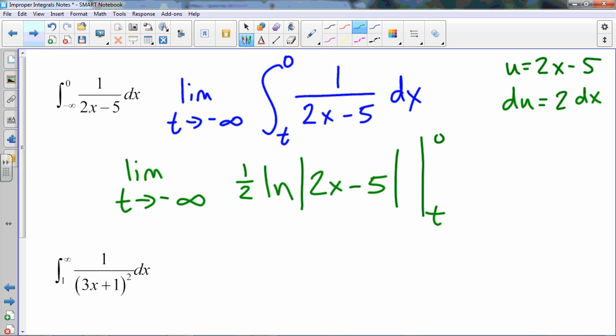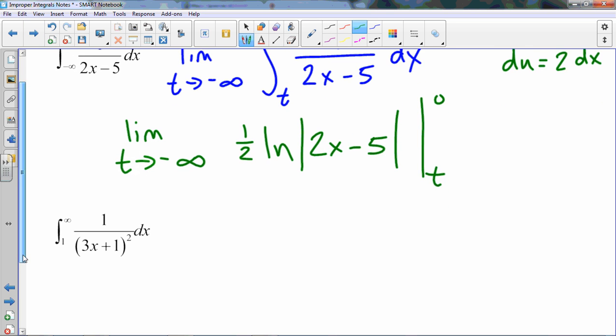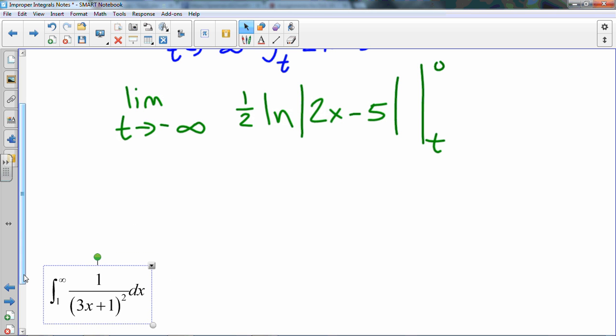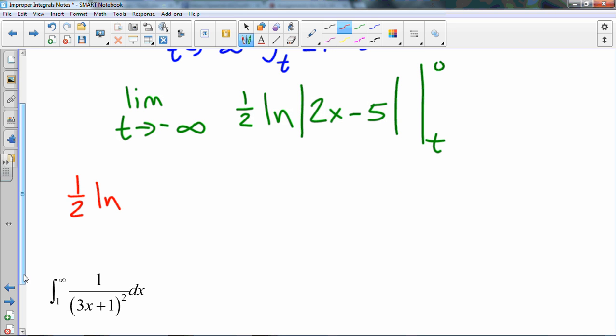So that's us evaluating the integral. Or excuse me, that's us actually integrating. After we integrate, we evaluate. I'm going to move this little guy down here out of the way. So to evaluate, we plug the 0 in first. So we end up with a 1/2 natural log of the absolute value of a negative 5.